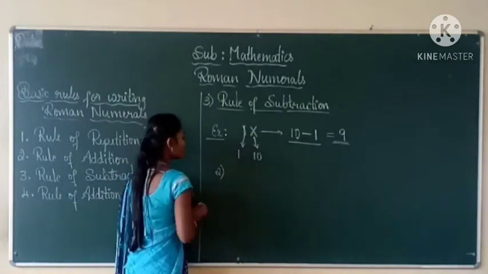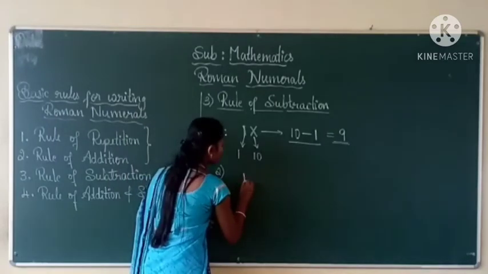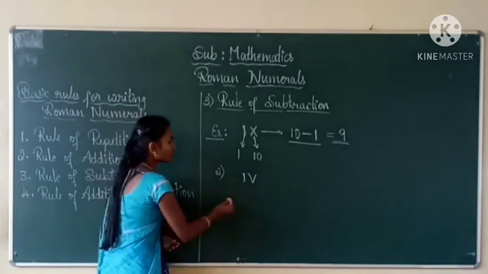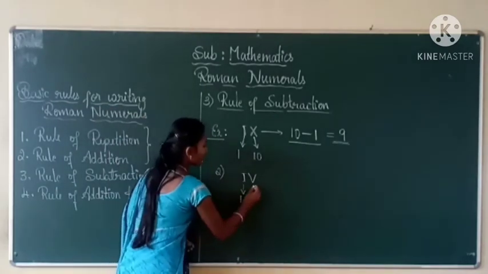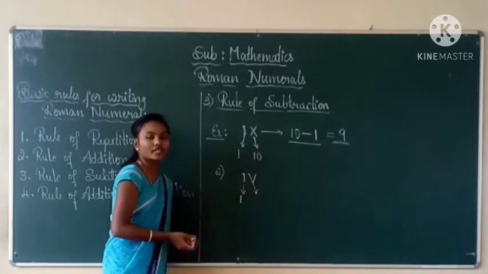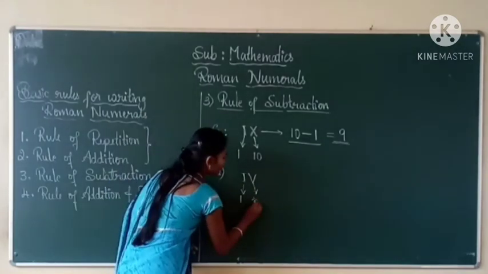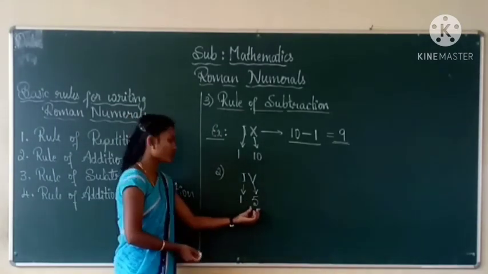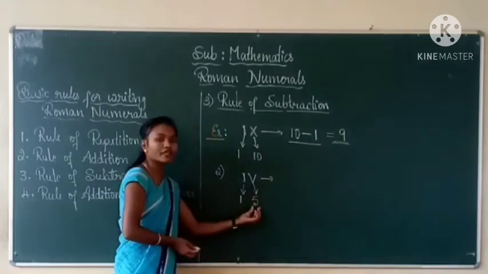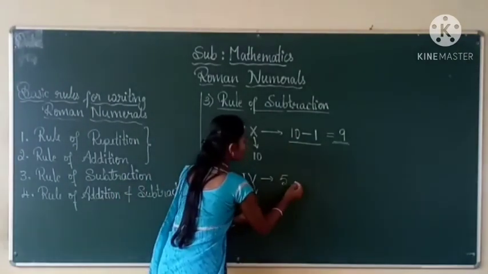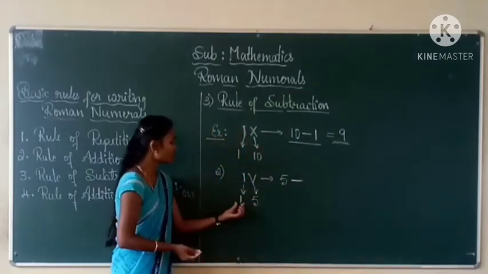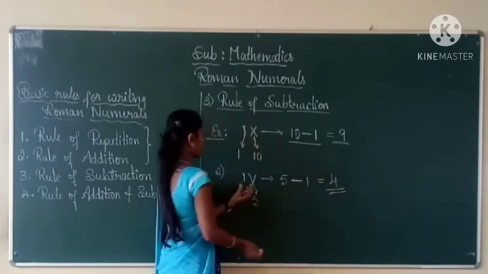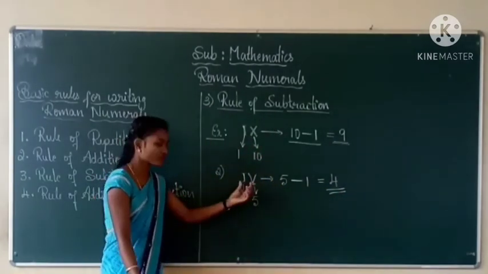The second example, IV. We know that I represents 1 and this V represents 5. So now we have to minus 1 from 5. The larger number is 5. Write 5 first. After that put the symbol minus. Then write this 1. So 5 minus 1 is equal to 4. So it is the symbol of 4.